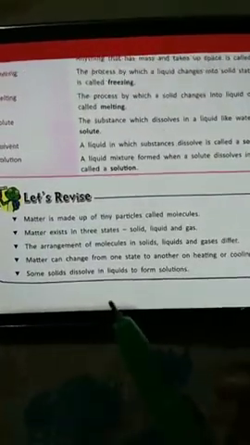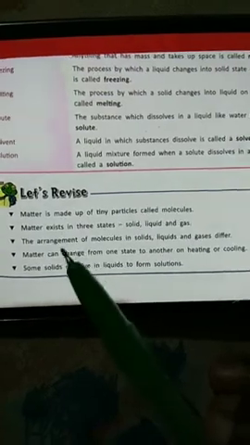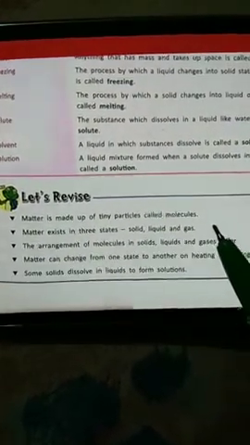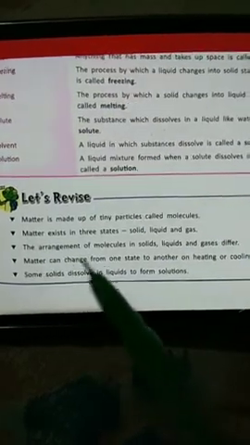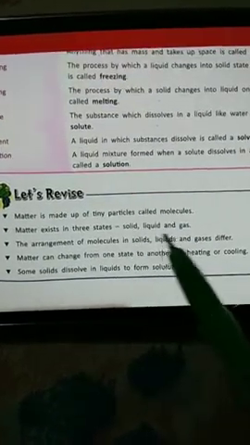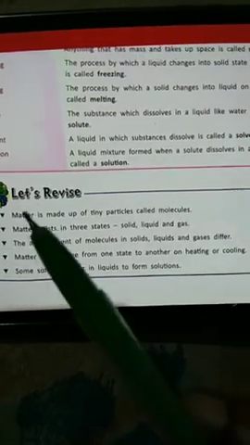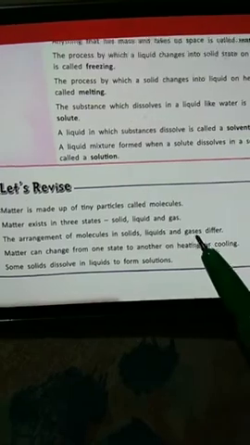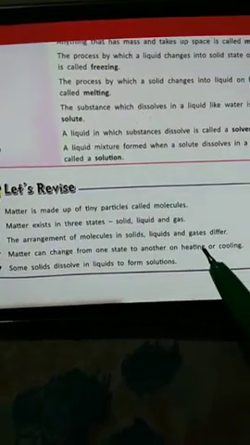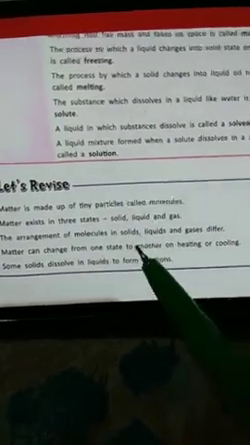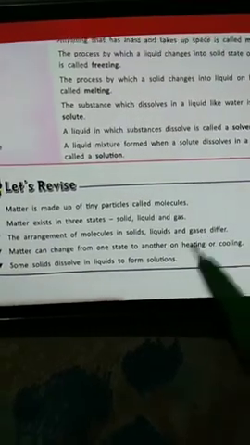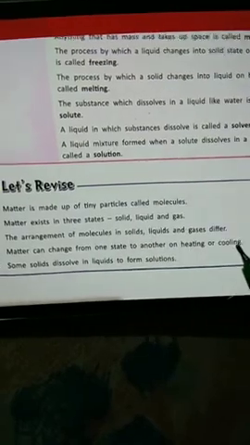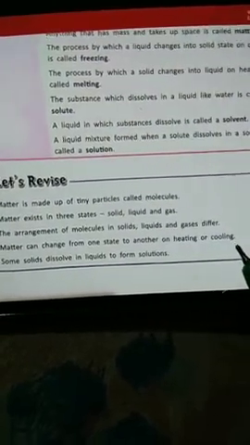So what have we learned in this chapter, children? Matter is made up of tiny particles called molecules. Matter exists in three states: solids, liquids and gases. The arrangement of molecules in solids, liquids and gases differs. Matter can change from one state to another either on heating or on cooling.